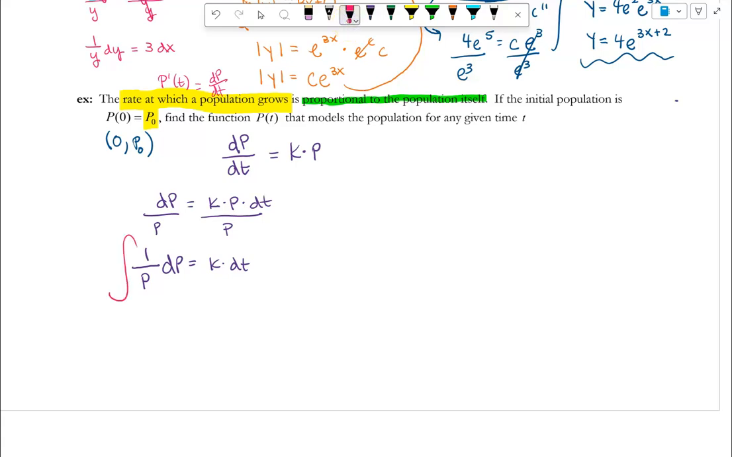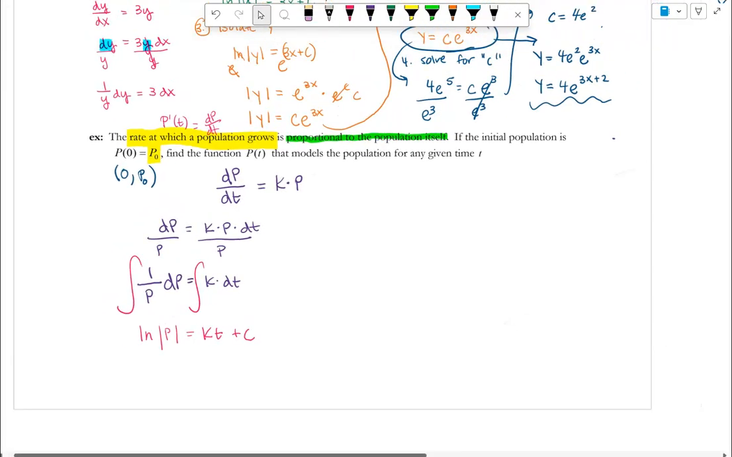And remember, be so careful here. k is not a variable. k is a constant, so I need to treat it as such when I integrate. So I'm going to get the natural log of the absolute value of P equals k times t, where t is a variable, plus c. All right, so that was our second step. We said we're going to separate, then we're going to integrate. So now we're going to solve for c and/or isolate y in any order.